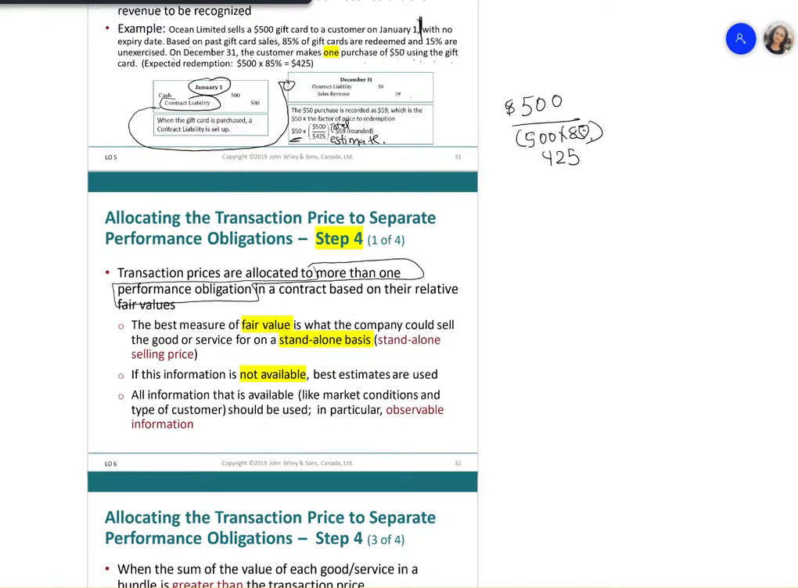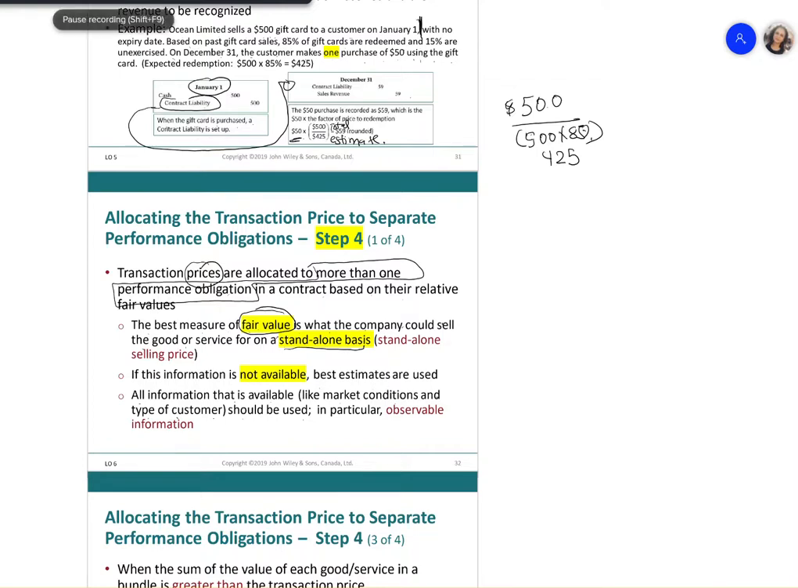In the contract, the transaction price is calculated using relative fair value. Of course, the best measure of fair value is what the company could sell the good or service for on a standalone basis. Sometimes this information is available to us, sometimes it's not. If it's not available, then all information that is available, like market conditions, should be used. If we are given the standalone fair value, that is the best measure.